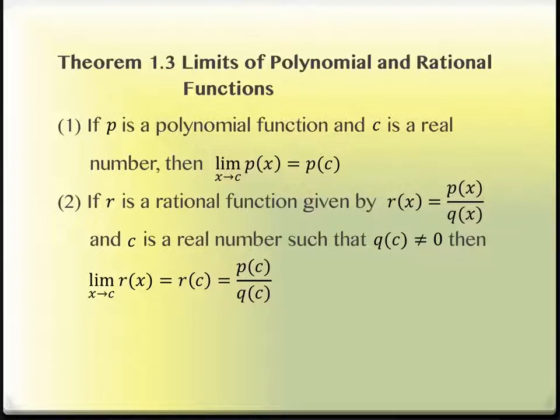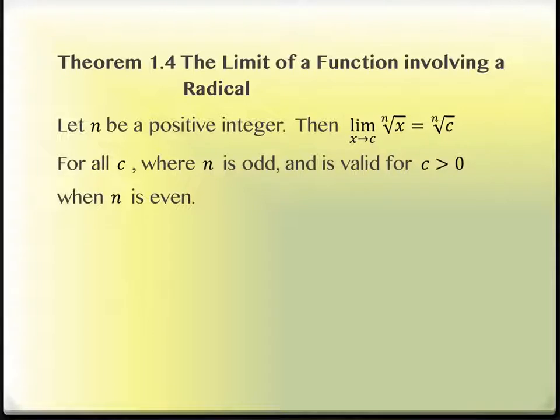So polynomials and rational functions are very well-behaved functions. They do what we want them to do. They are as expected. The next type of function are radical functions. So again, radical functions are well-behaved functions. If n is a positive integer and you have the limit of the nth root of x as x approaches c, it's the nth root of c. The limit value is the function value.